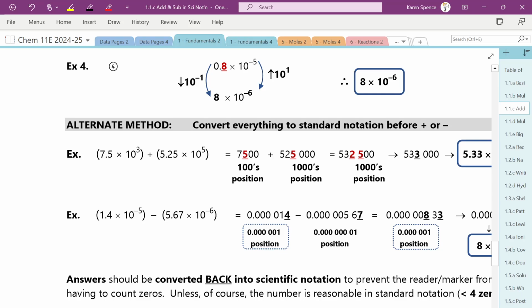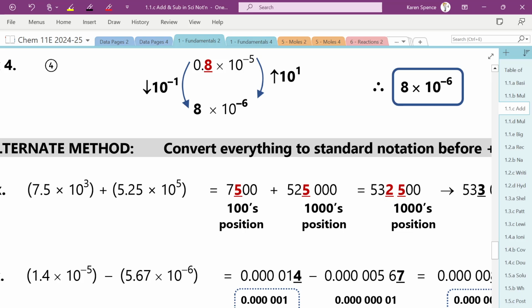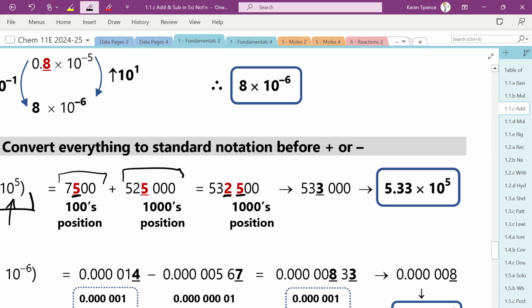Alternately, if you don't like converting powers of 10, you can convert everything into standard notation, add it up, figure out your sig figs, and then convert it back into scientific notation. Does that make sense? So you can be like, I don't want to be changing this power of 10 to a different power of 10. I'm just going to say that 7.5 times 10 to the 3 is 7,500, and my uncertain digit is in the hundreds. I'm changing my 5.25 times 10 to the 5 there, and then my thousandths position is uncertain. I have uncertainty in the thousands and the hundreds, so my uncertain digit is now in the thousands position.